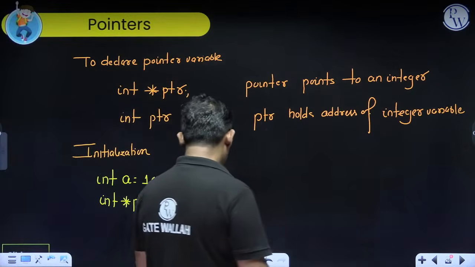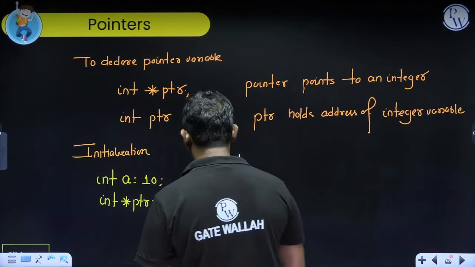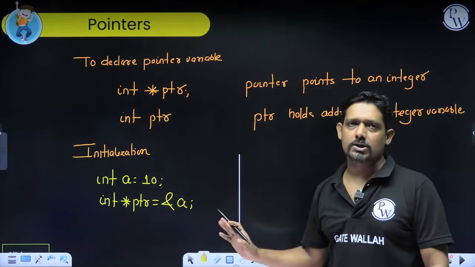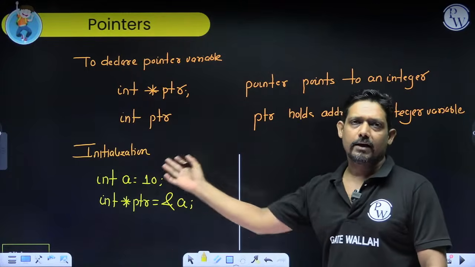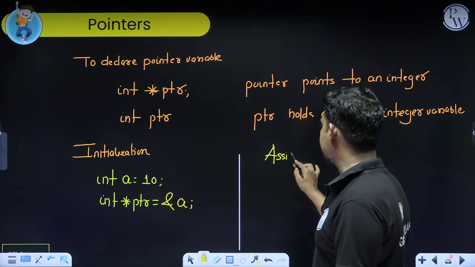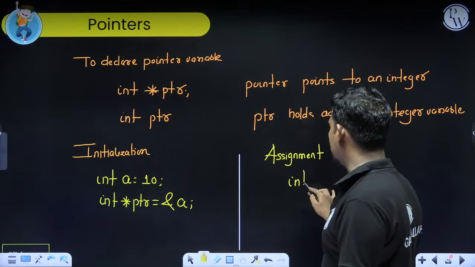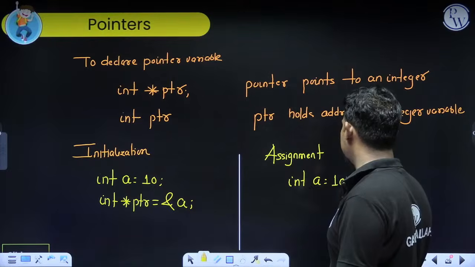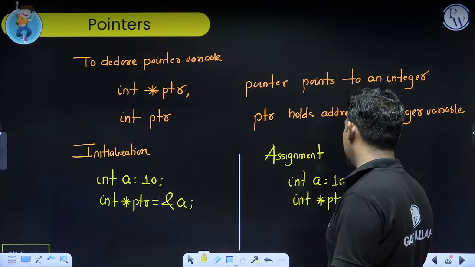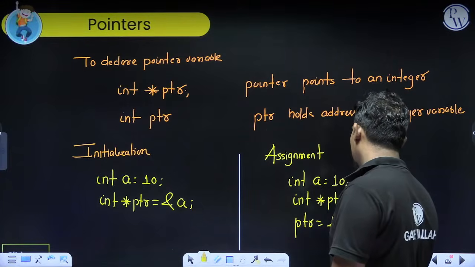Okay. What is the other way, sir? What is the other way of assigning the pointer variable? This is the initialization: int star ptr is equal to address of a, same like a is equal to 10. Pointer also initialized. Now, assignment. How to do the assignment? In that case, integer a will be declared and initialized separately, and the pointer will be declared separately, that is here as int star ptr. And now you say ptr is equal to ampersand of a, address of a.